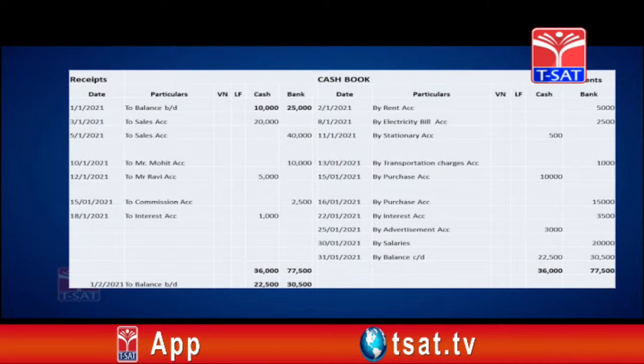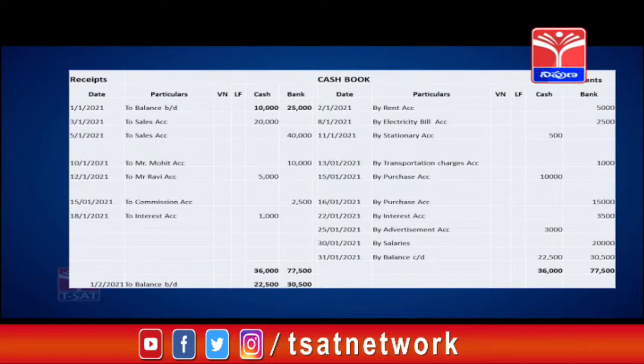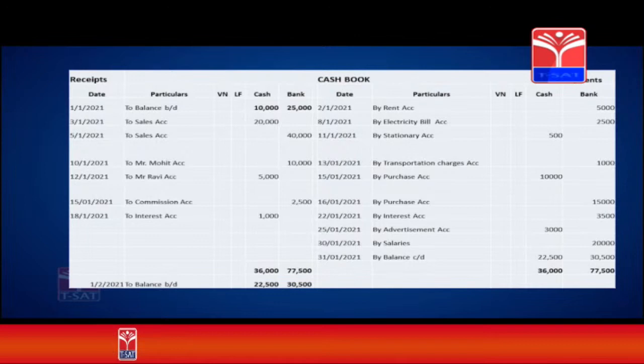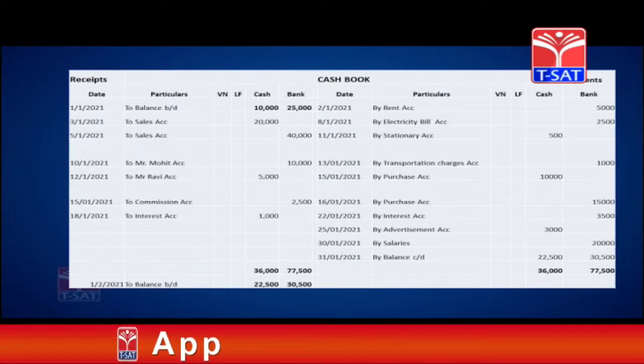And we can see some more examples here. Say for example, Mohit account, here the person has made the payment to us, and he might have made the payment in the form of check, or he has used net banking for giving the money to us. Then one more example, Ravi account is also there on the debit side. He has made the cash payment, that is why you can see the amount in the cash column. Then we received commission through check or net banking, that is why we entered this in the bank column on the left side of the cash book.